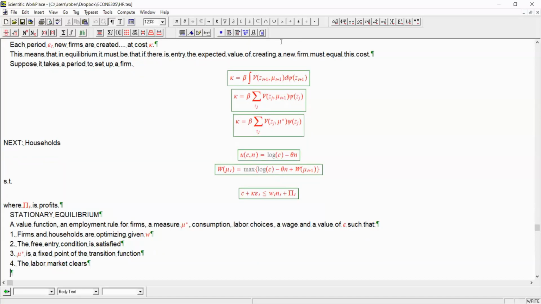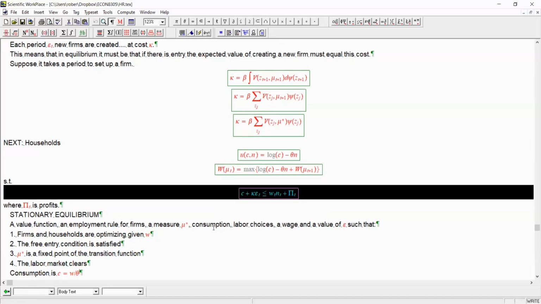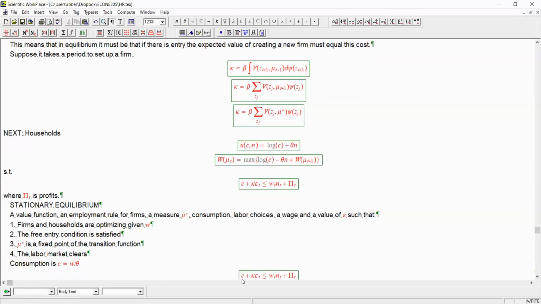First, it should be straightforward to show that given this value function in a stationary equilibrium, we will have that consumption satisfies a condition that C equals W over theta. And that means that this equation here is going to simplify.